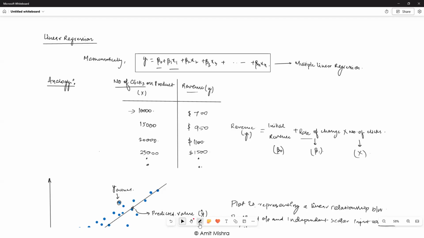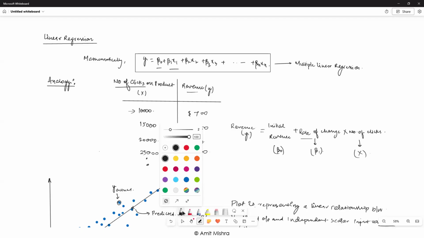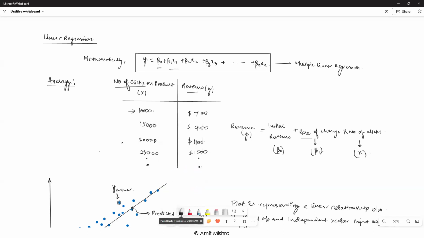Revenue generated is 1100 when the number of clicks is 20,000. Next, revenue generated is 1500, and the number of clicks is 25,000.